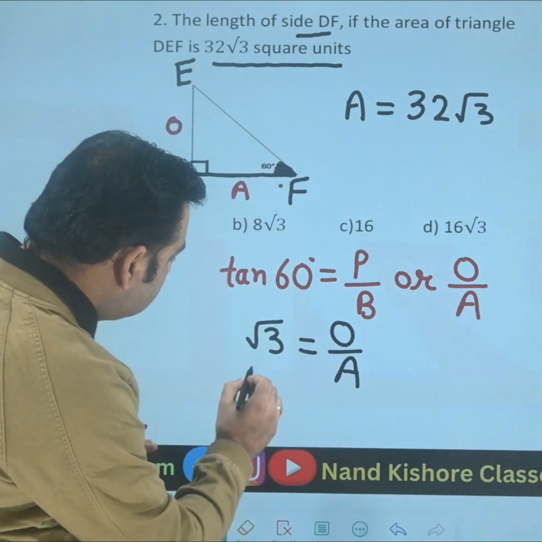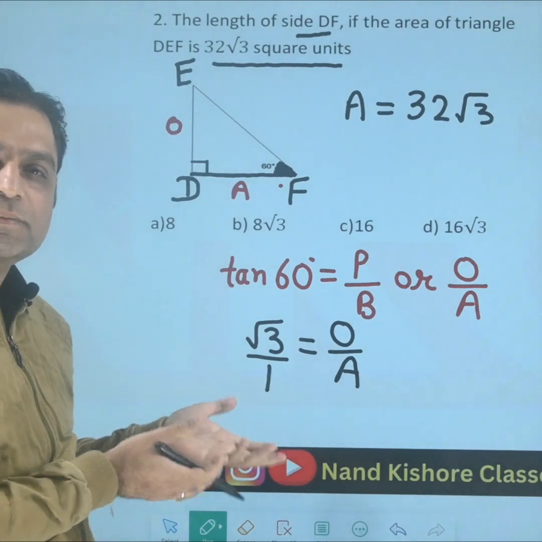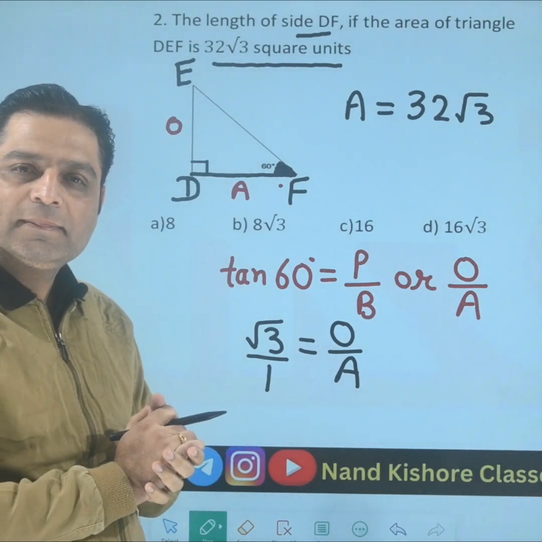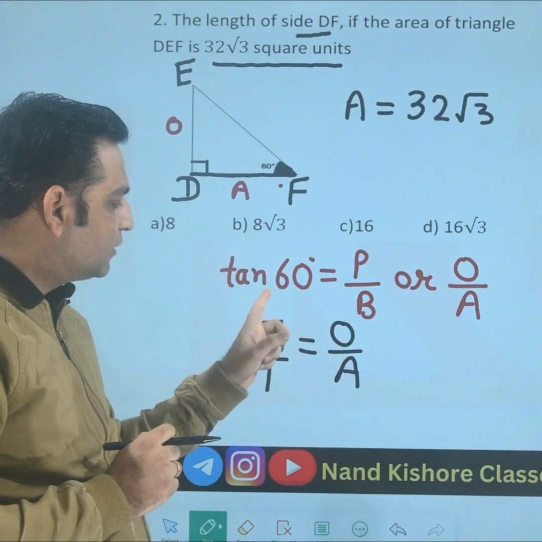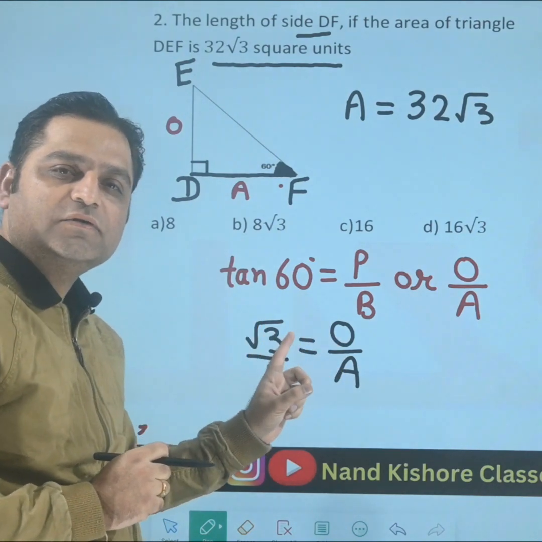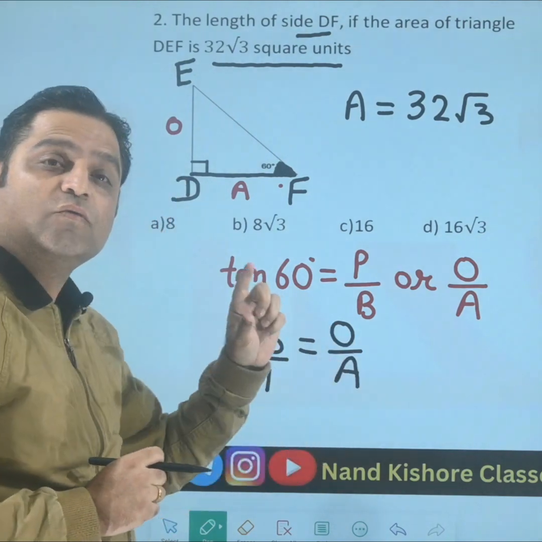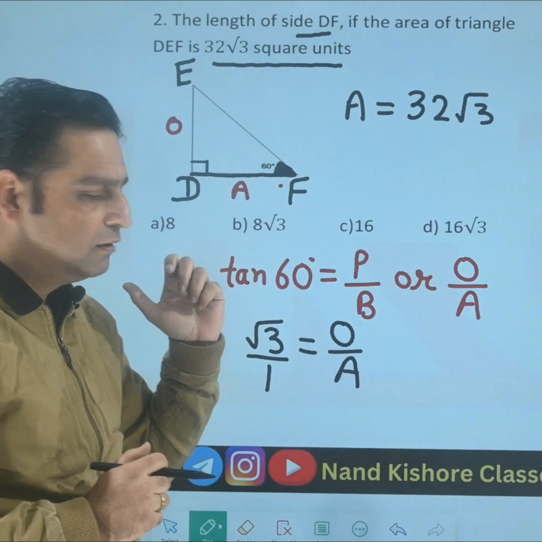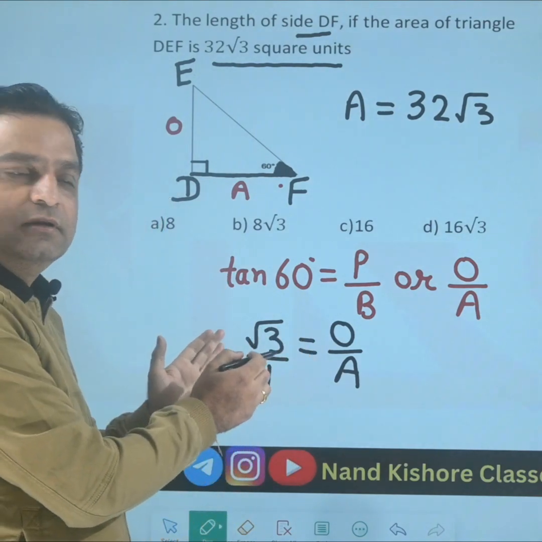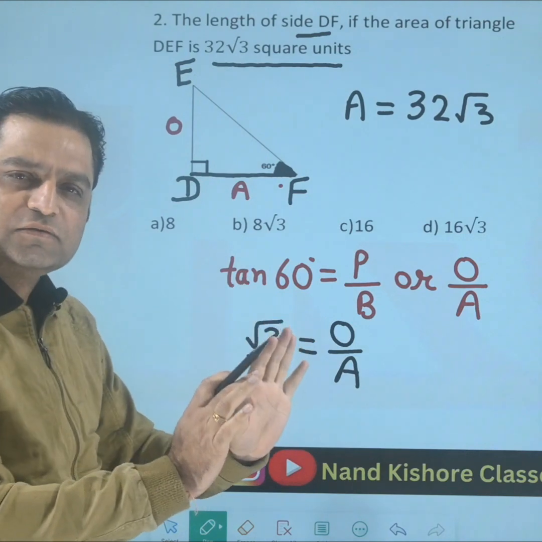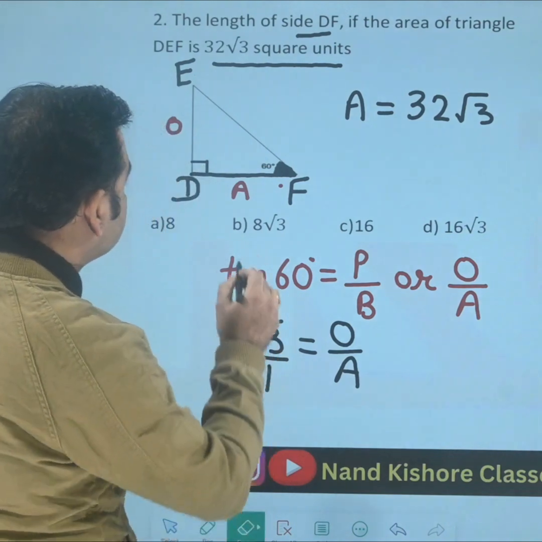Now square root of 3 I can write it as square root of 3 upon 1 because denominator can be written as 1. Now the point is opposite can be written as square root of 3x and adjacent can be written as 1x. It doesn't mean that opposite is directly root 3. No. Root 3 upon 1 is the lowest form. There must be something else.